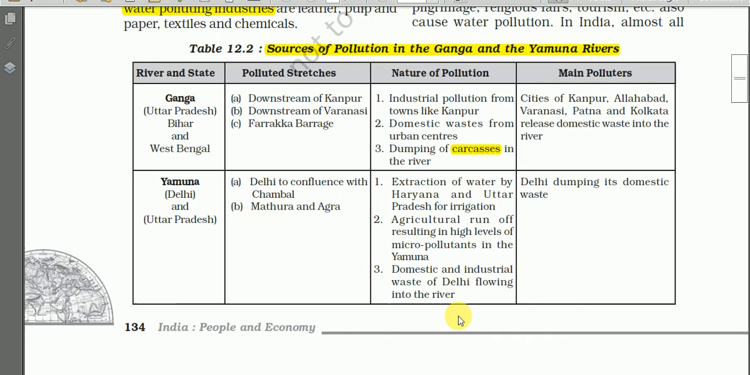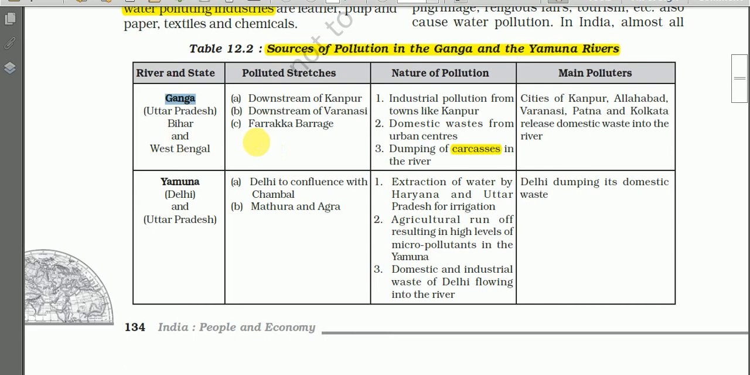Okay, if you don't have, let us continue. See, sometimes from this table, objective type questions are also asked. Okay, sources of pollution in Ganga and Yamuna rivers. And so here sometimes the polluted stretches are also asked. So let us read. Okay, so this is about Ganga river.